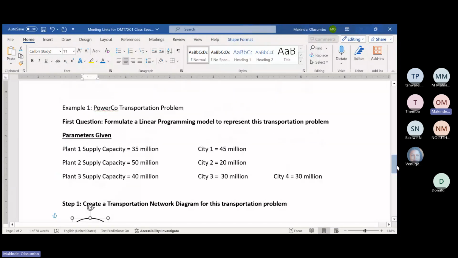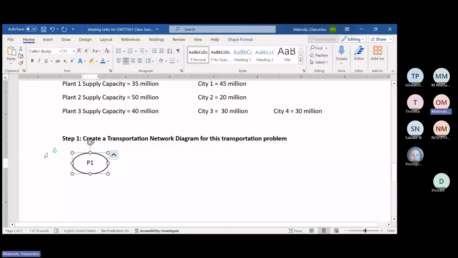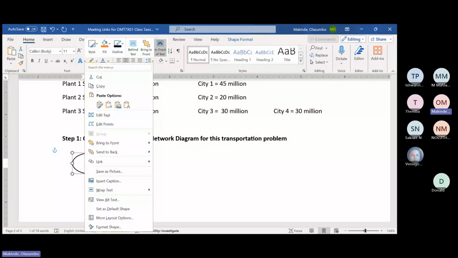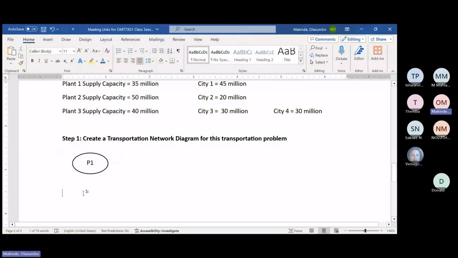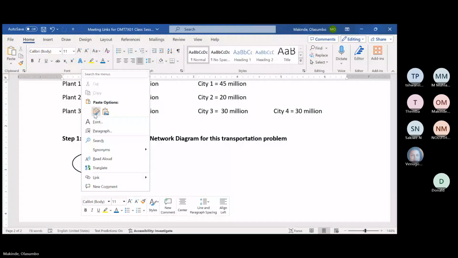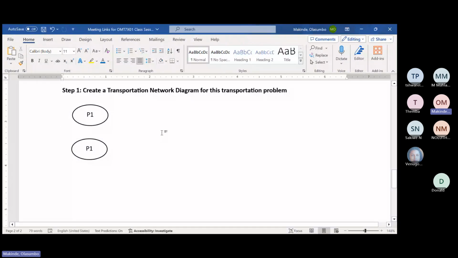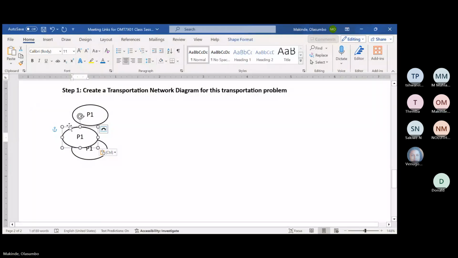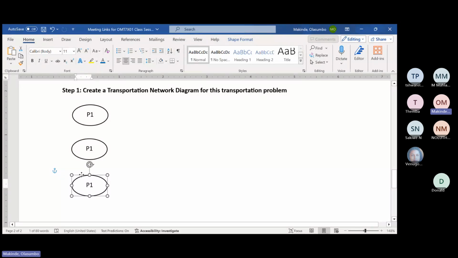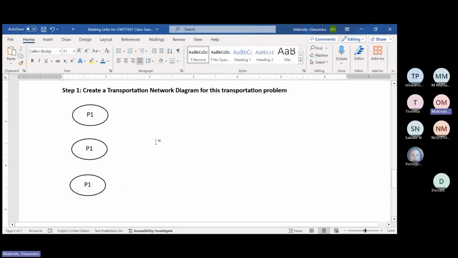So don't forget, I have 3 plants, so I'm going to create 3 of these circles. If I have 4 plants, I'll create 4 on the left-hand side. So I'm going to copy and paste quickly. If we can do this first example, then I think we'll call it a day. Then we'll move on next class. Because I want to finish this example, then I give you a tutorial question to practice what I've done, to master outcome 1, which is being able to formulate a mathematical model to represent a transportation problem.